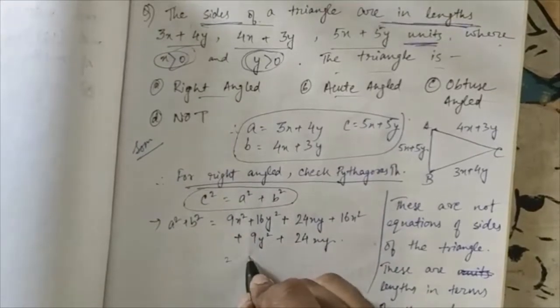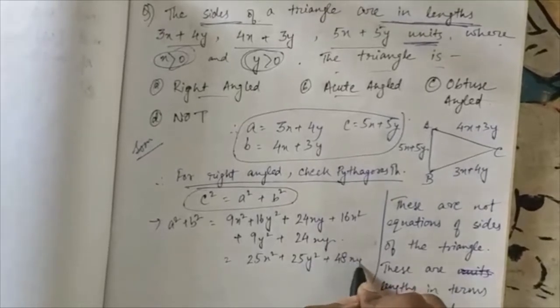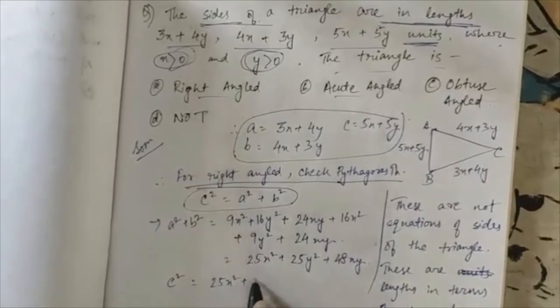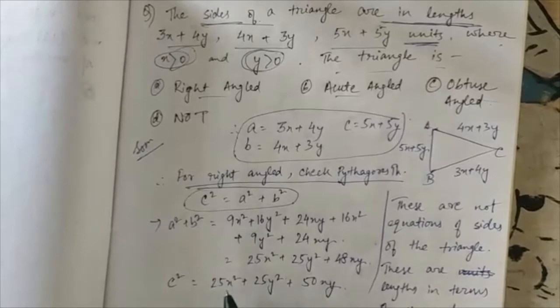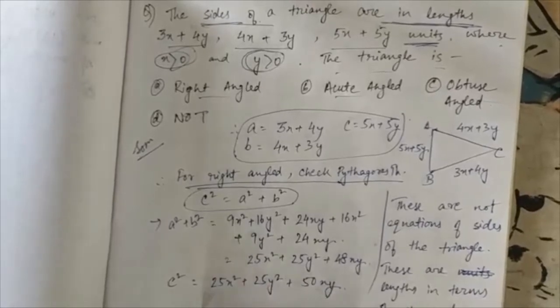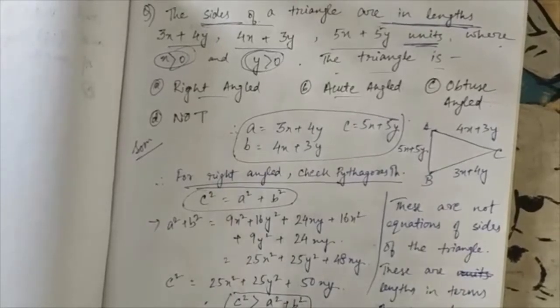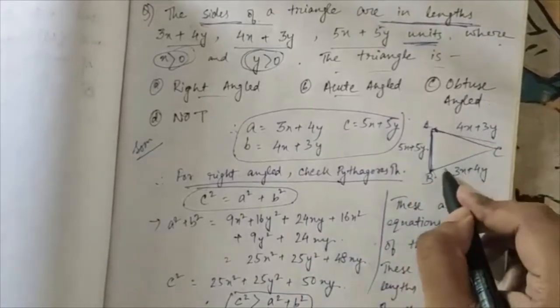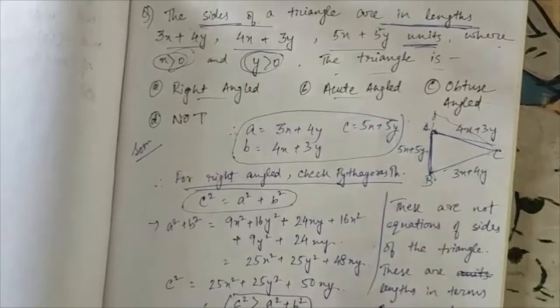Now a square plus b square is coming as 25x square plus 25y square plus 48xy. Now expanding the formula for c square, it's coming as 25x square plus 25y square plus 50xy. So c square is greater than a square plus b square by a term of 2xy. Everything is the same except it is 48xy in a square plus b square, and 50xy in c square. So c square is greater than a square plus b square, which means the value of the hypotenuse is not matching. The value of the hypotenuse is greater than the required value.